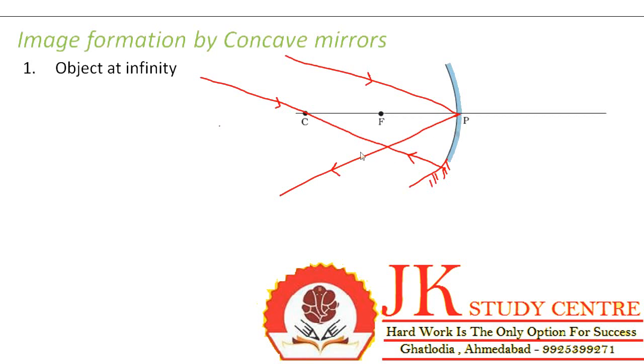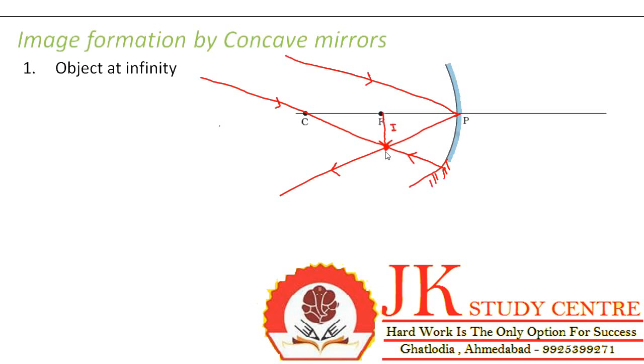So here, this is one reflected ray and this is another reflected ray. Both these rays meet at this point. That means the image is formed at this point. So this is my image, right? This is the image which is formed.